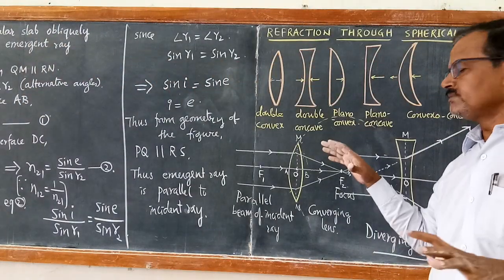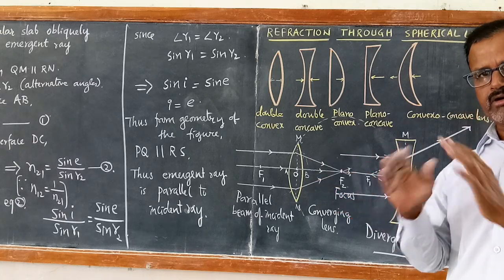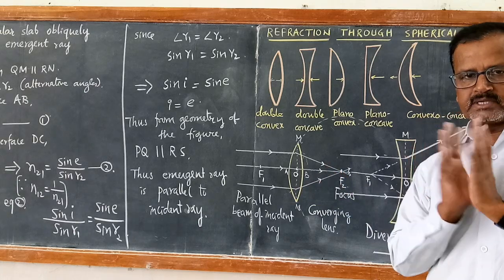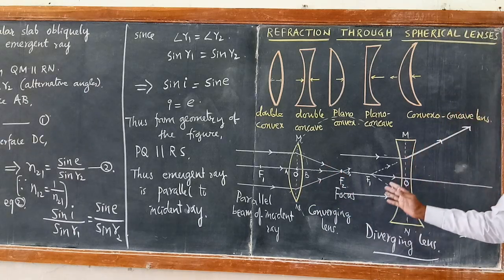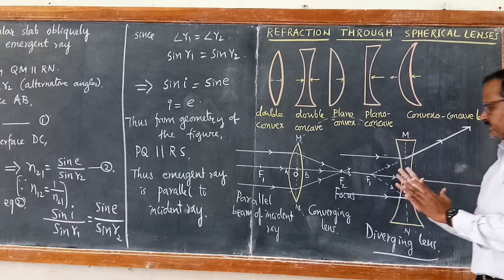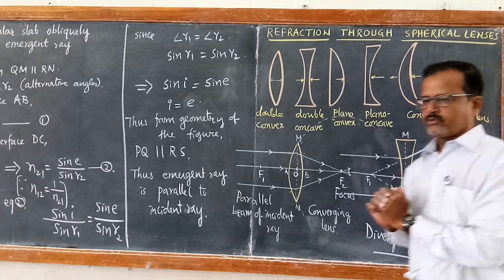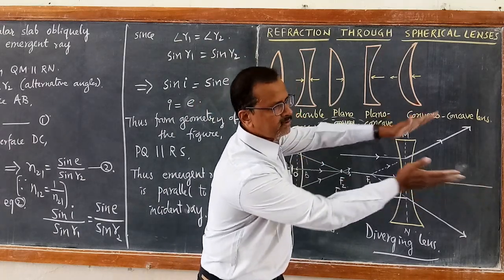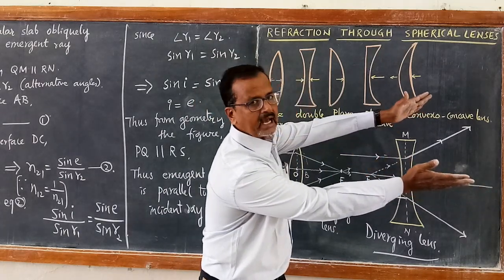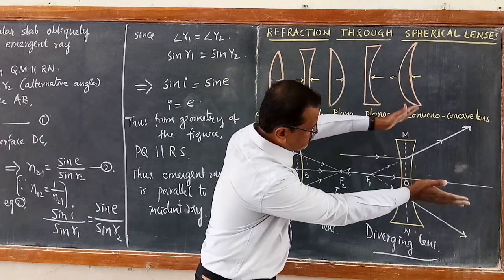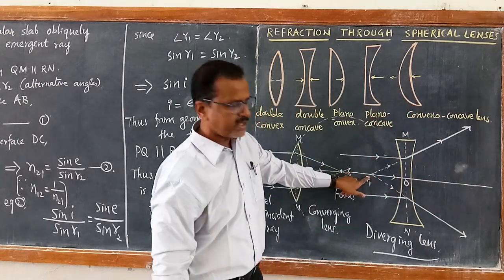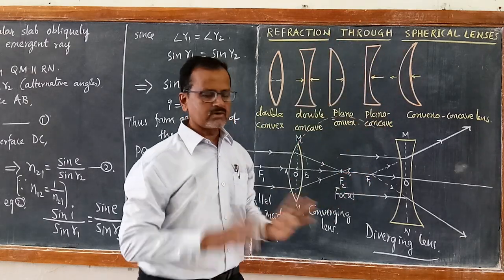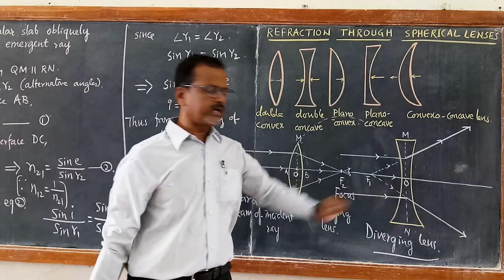So a parallel beam of light after incidence on a convex lens converges to a point. That point is called the principal focus. Whereas a parallel beam of light after incidence on a concave lens gets diverged after refraction, but that diverged beam appears to have emerged from a point. The point from where it appears to have diverged is called the principal focus of the concave lens.